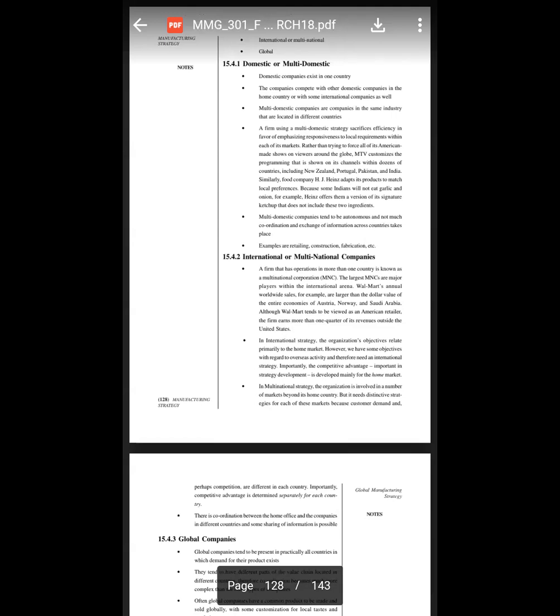Now, international or multinational companies. A firm that has operations in more than one country is known as a multinational corporation. The largest MNCs are major players within the international arena. Okay, Walmart's annual worldwide sales, for example, are larger than the dollar value of the entire economy of Australia, Norway, and Saudi Arabia.